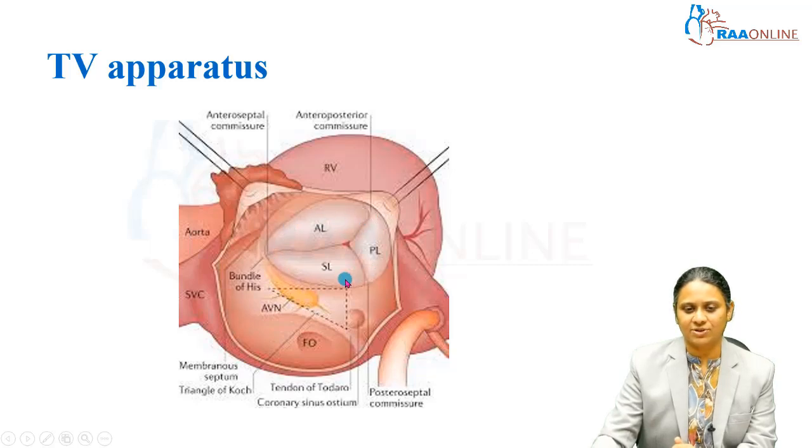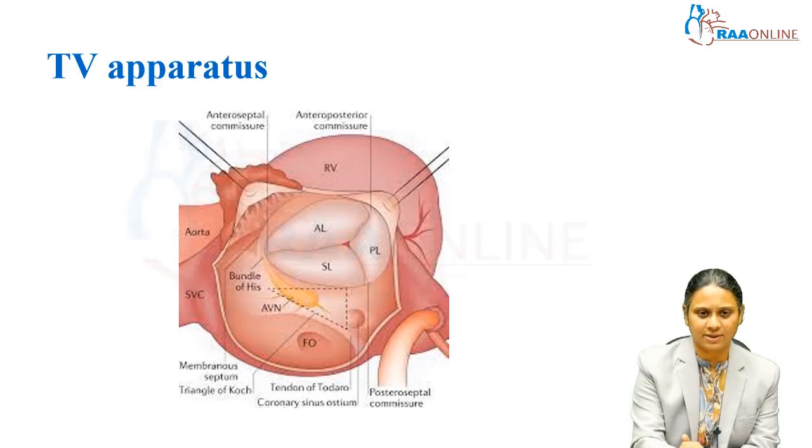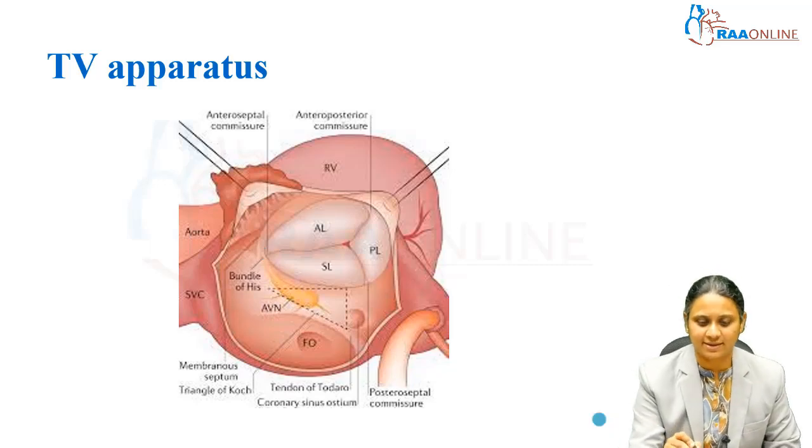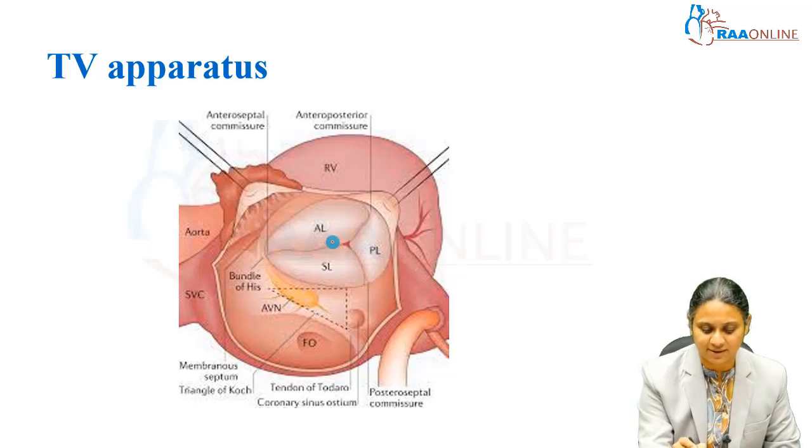So there are 3 commissures. The anteroseptal commissure. So this is the anteroseptal commissure. So you can see the 3 leaflets, anterior leaflet, which is the largest, septal and posterior leaflet. Among these, the septal leaflet is flat while anterior and posterior leaflets are curved structures. The anterior leaflet is closely related to the aorta and the septal leaflet is in close relation with the triangle of Koch, so the AV node.